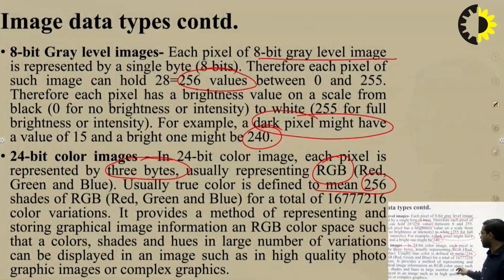It provides a method for representing and storing graphical image information in the RGB color space, such that colors, shades, and hues in a large number of variations can be displayed as an image, such as high quality photos and complex graphics. We are using these in 24-bit color images.